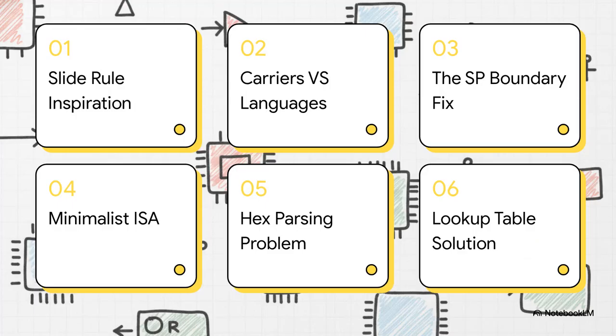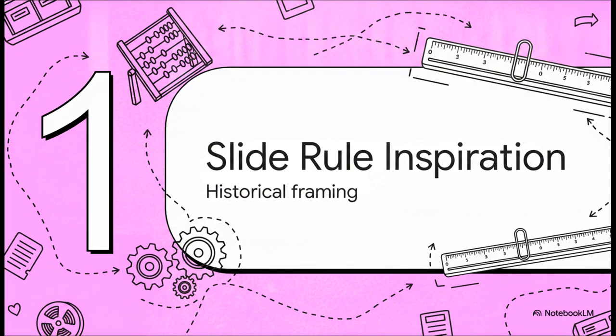So, here is exactly what we're getting into today. We'll start with the slide rule inspiration, then look at carriers versus languages, check out the SP boundary fix, dive into the minimalist instruction set, tackle the hex parsing problem, and finally wrap up with the lookup table solution. All right, part one, the slide rule inspiration.